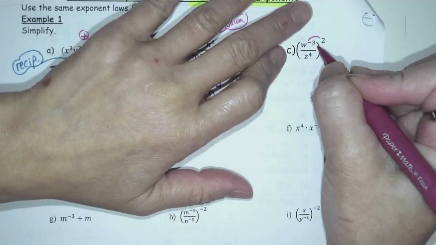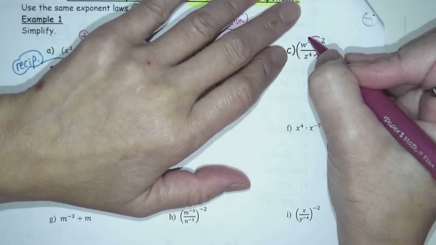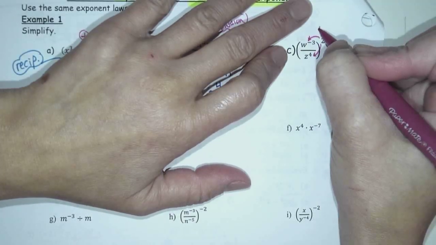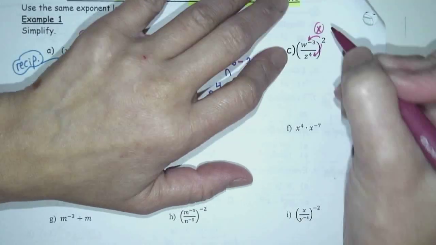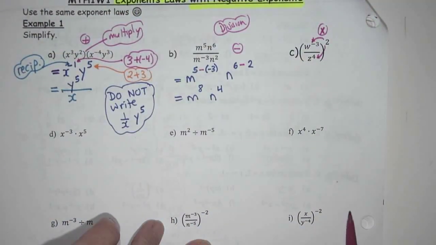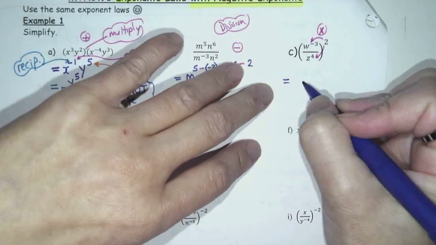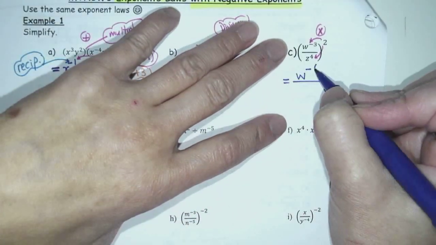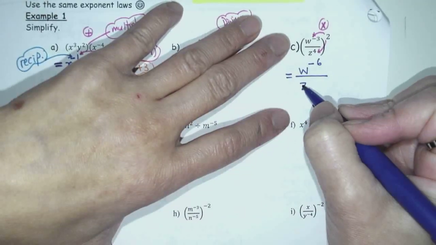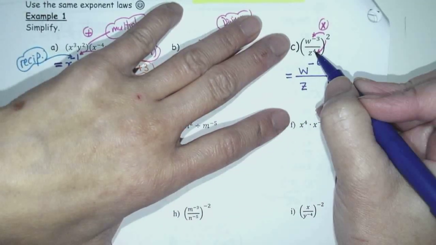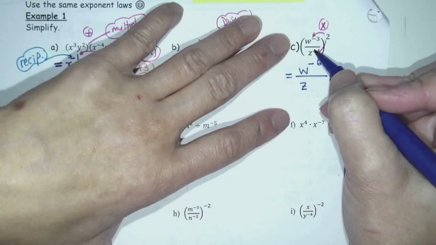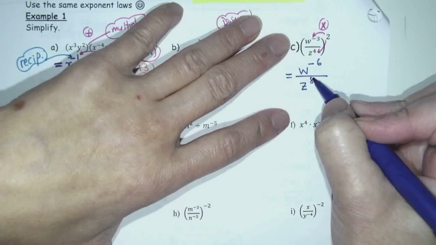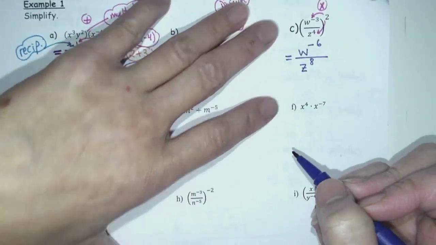This power rule means that the top and the bottom both get that power of 2. And that means we're multiplying it. So we're multiplying it by that power of 2. So we're going to get w, negative 3 times 2 is negative 6, and this will be z, 4 times 2, so that would be 8. Z to the 8, w to the negative 6.